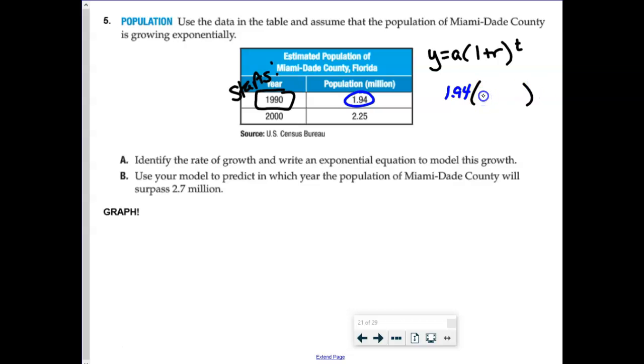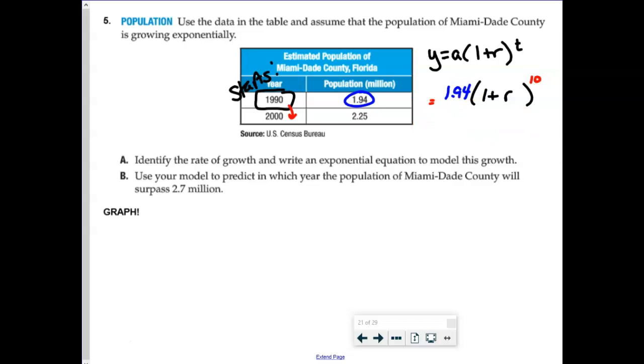Now, I already know R is going to be a variable because that's the question. It says, what is your rate of growth? So I don't know, leave it as R. But there's another piece of information here on the table. How many years later are we measuring data now? 10 years later. So I'm going to plug a 10 in for T.